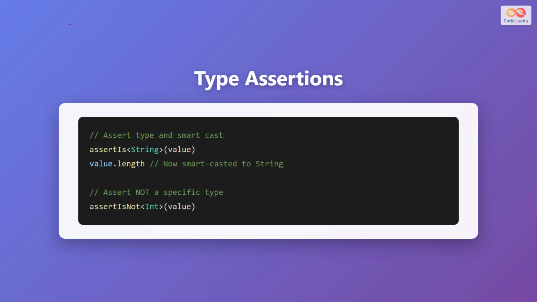The assertIsNot function does the opposite, verifying that a value is not of a specific type. These type-safe assertions help catch type-related bugs early in the development process.